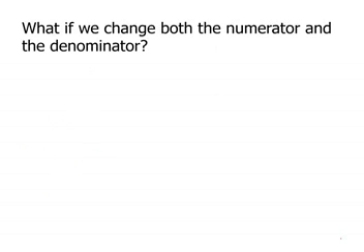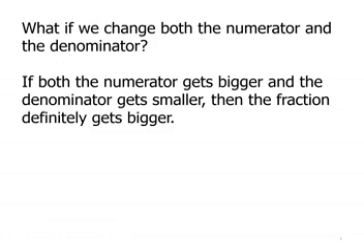What if we change both the numerator and the denominator? Well, we can do that in a few different ways. If the numerator gets bigger and the denominator gets smaller, then the fraction definitely gets bigger. So for example, we start with 3/8 and we go to 4/7, bigger numerator and smaller denominator. So we started out sharing 3 pies among 8 people, and then instead we were sharing 4 pies among 7 people. Well, definitely everyone's going to get more pie.